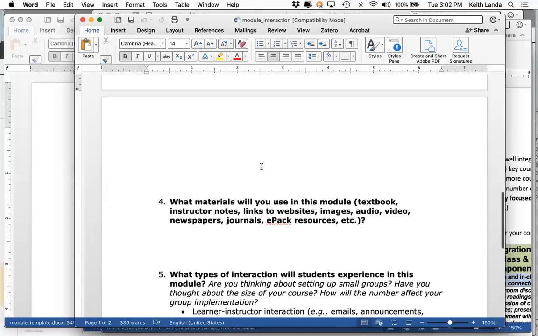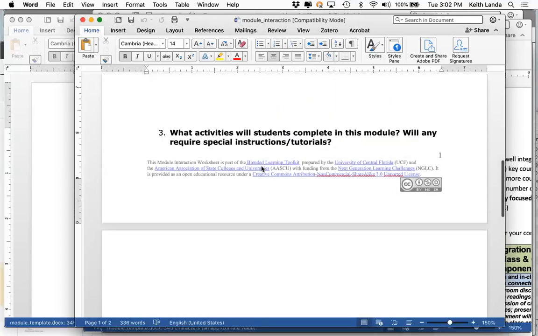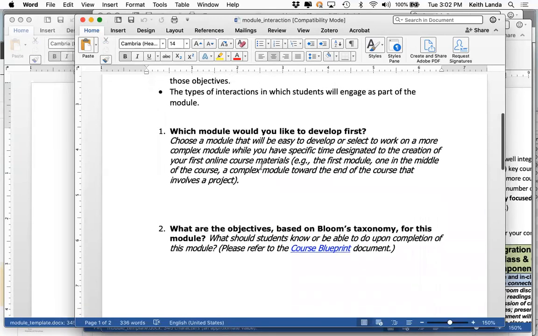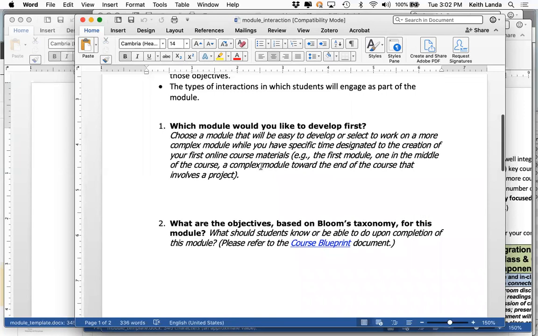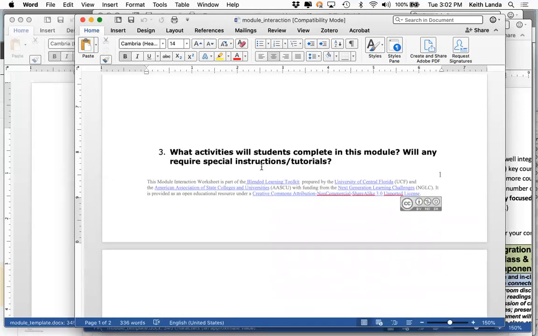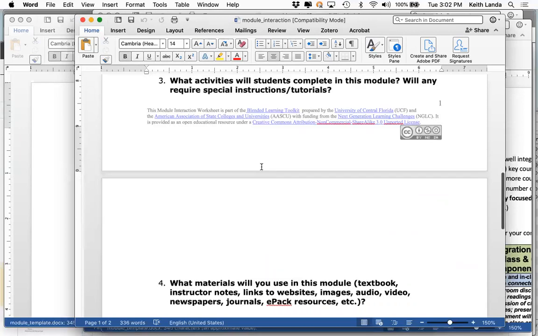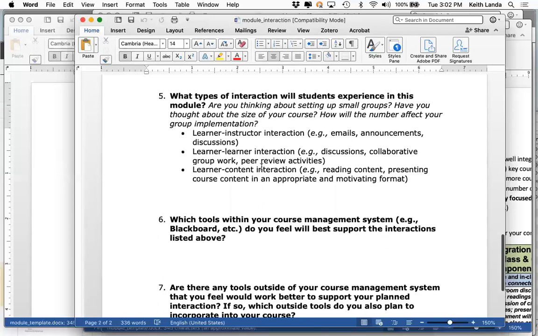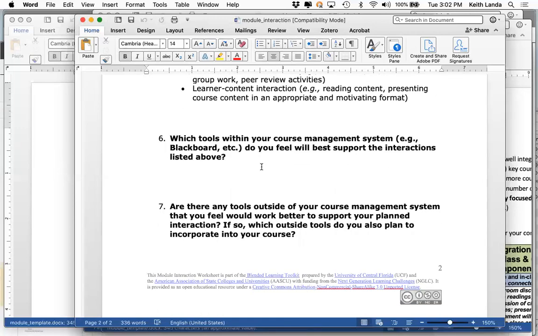So this is kind of a whole backwards course design process. If you're not familiar with the backwards course design process, it's pretty much: what do I want my students to accomplish? What do they need to do in order to accomplish those objectives? What resources do they need? Who are they going to be interacting with? And then it's only finally, what tools will the students need to do that?